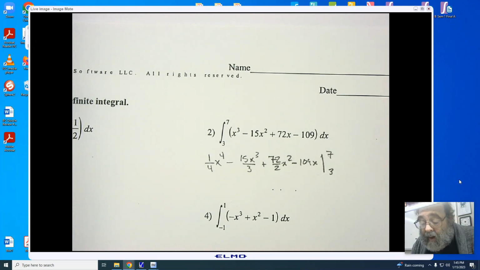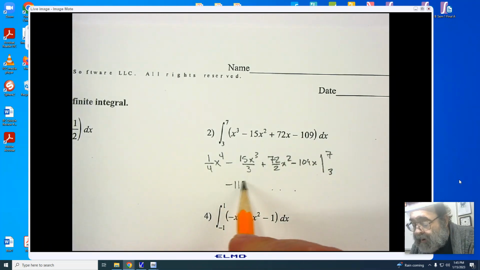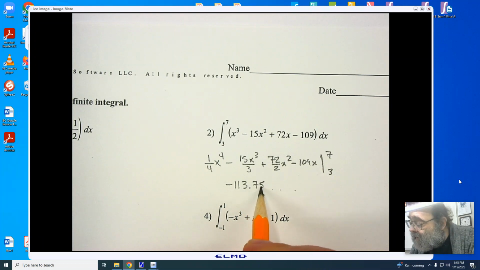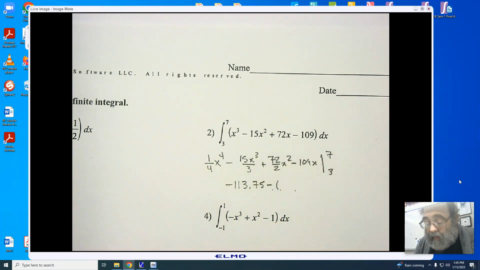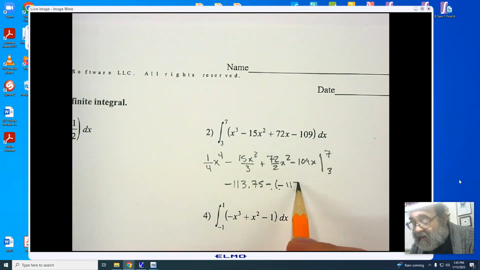Now we're going to have to go back and do the exact same thing, but we're going to plug in 3. So when I hit enter, I am looking at getting negative 113.75, and I'm now going to subtract. I'm repeating the process, but I'm plugging in a 3 now. So wherever I had a 7, I'm putting in a 3, and then hitting enter. And I'm now getting negative 117.75.